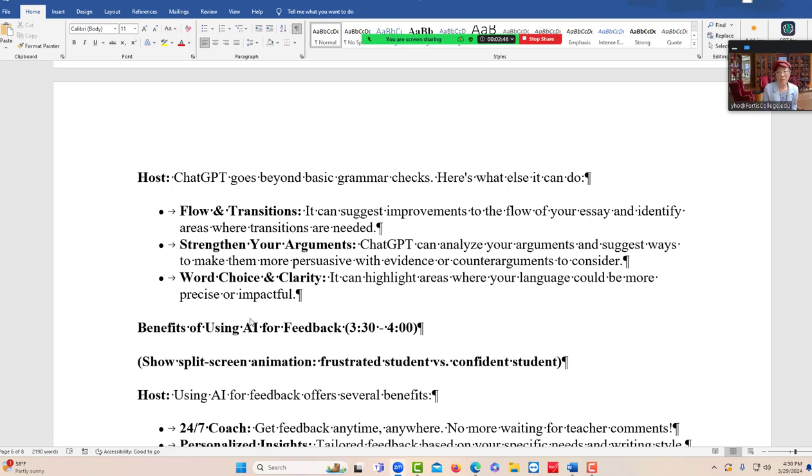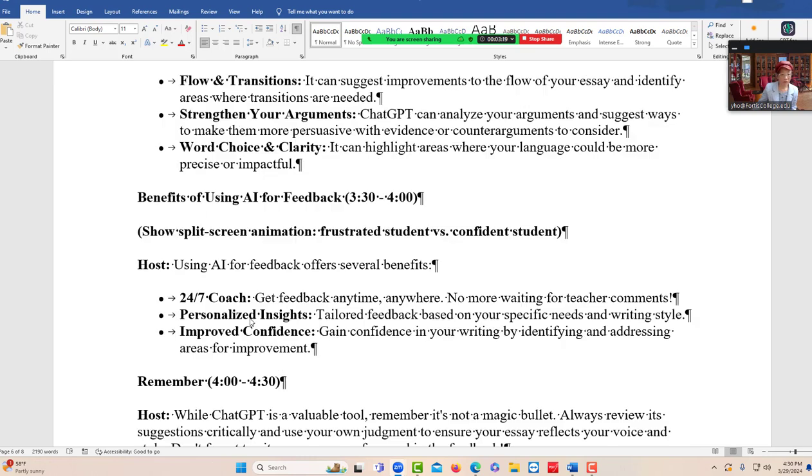ChatGPT goes beyond basic grammar checks. Here's what else it can do. Flow and transitions: it can suggest improvements to the flow of your essay and identify areas where transitions are needed. Strengthen your arguments: ChatGPT can analyze your arguments and suggest ways to make them more persuasive, with evidence or counterarguments to consider. Word choice and clarity: ChatGPT can highlight areas where your language could be more precise and impactful.